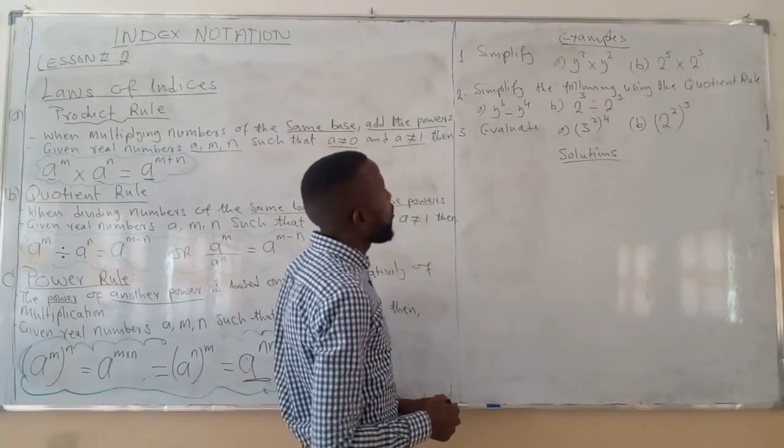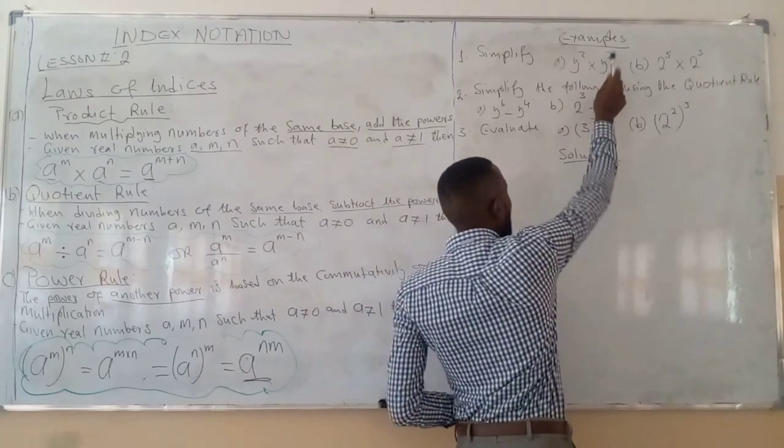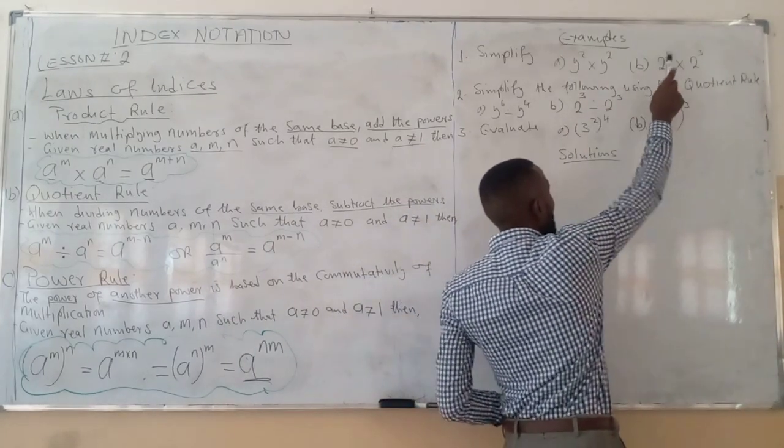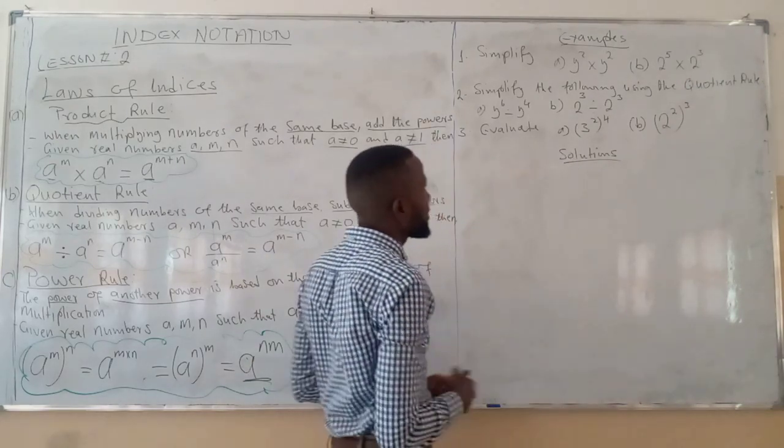Simplify a, y squared times y to the power 2, b, 2 to the power 5 times 2 to the power 3. Okay, good. So how do I simplify that one?